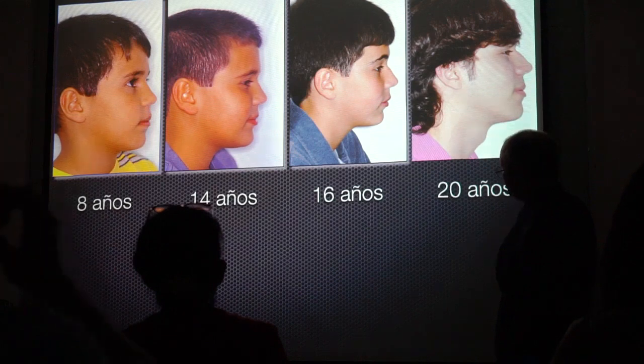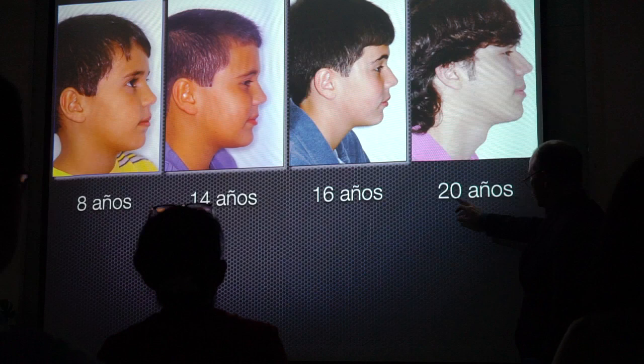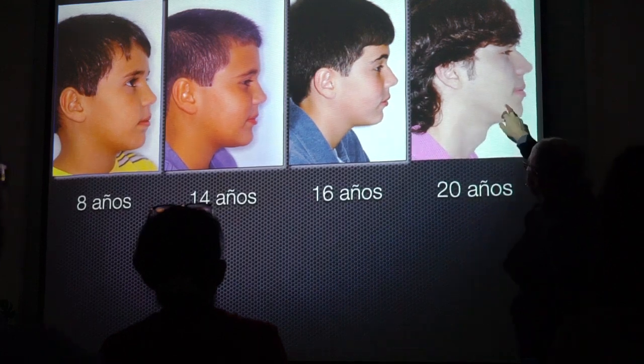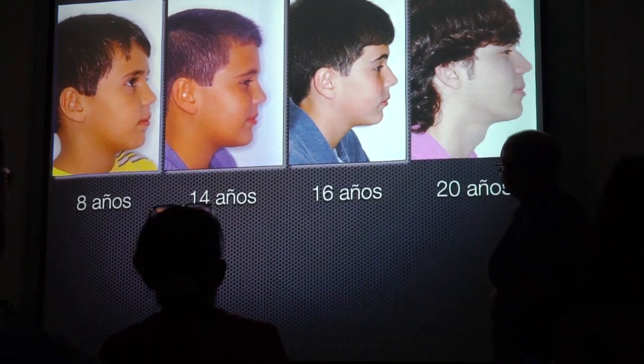This is all the profile evolution, till 20 years. This is a 20-year-old boy, so from adulthood.